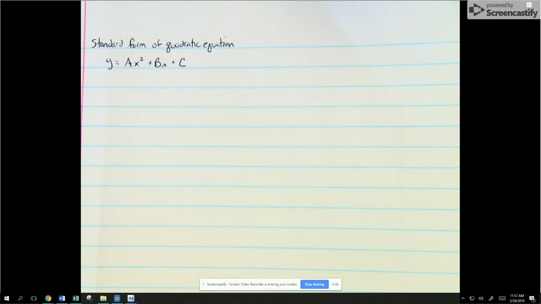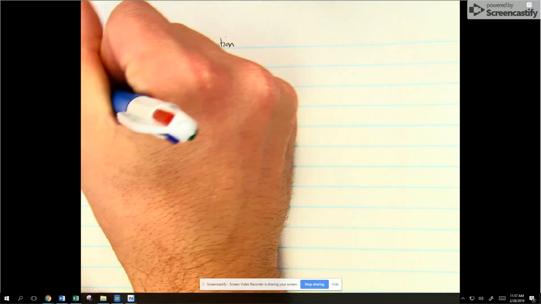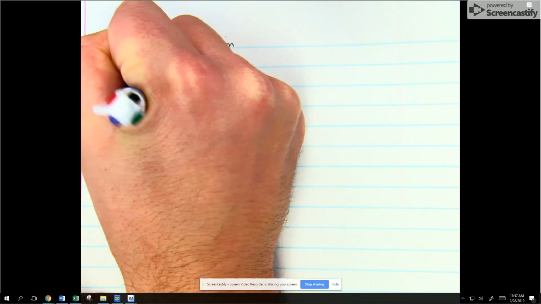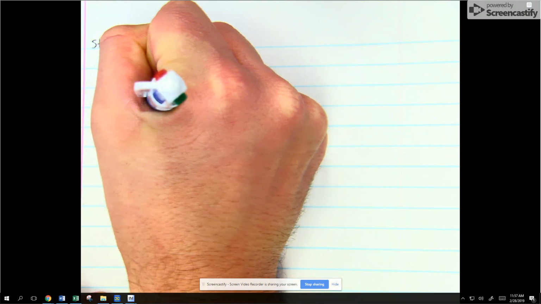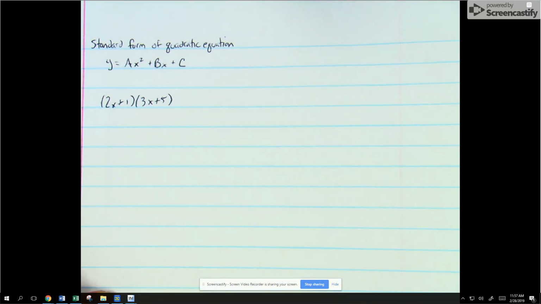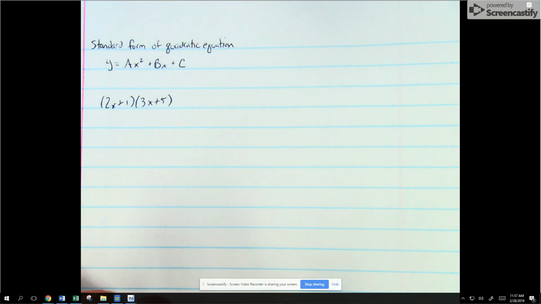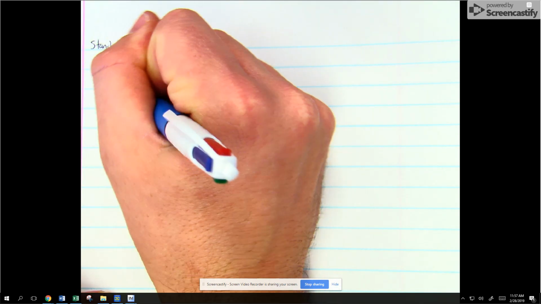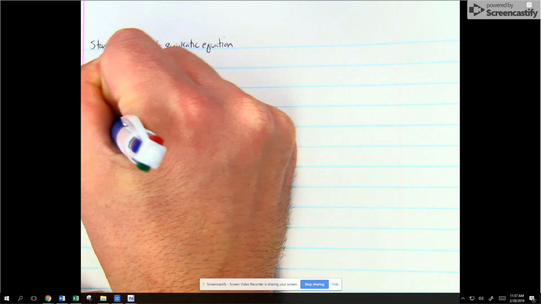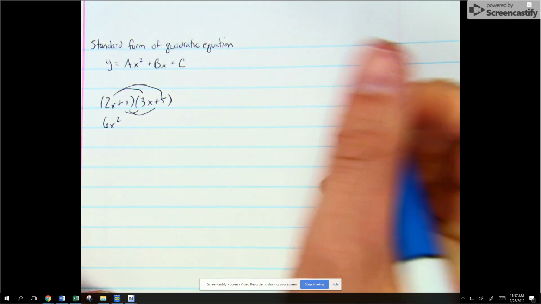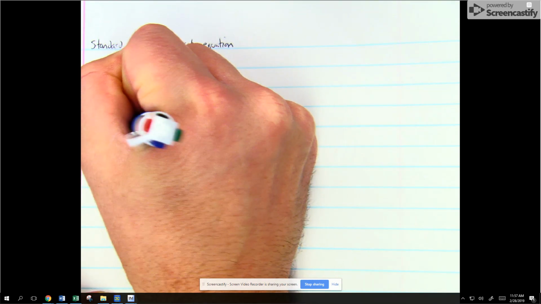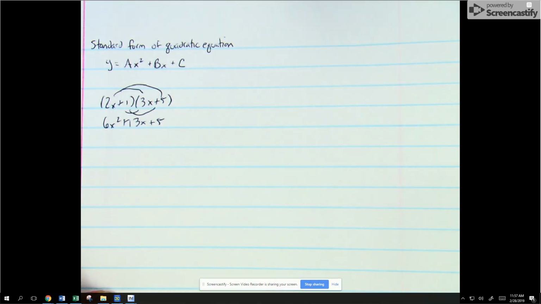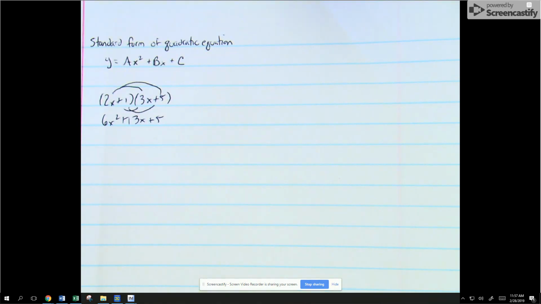We've been dealing with multiplying binomials like 2x plus 1 times 3x plus 5. So we've been dealing with that. No matter which form you want to use, we're still going to distribute, get 6x squared plus 13x plus 5. So we've just been distributing, going from two sets of parentheses to one general equation.